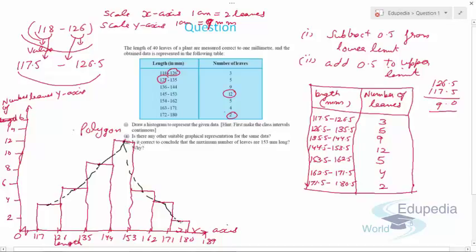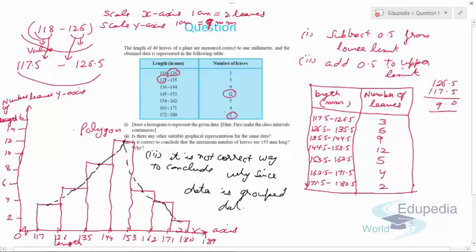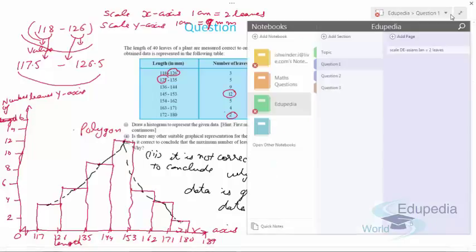Now, the third part: is it the correct way to conclude that the maximum number of leaves are for 153 millimeter length? No, it's not correct to conclude that, since the data is grouped data. So we need to write the class of maximum frequency. For grouped data, we always write the group class with the maximum frequency. So this is how you have to represent the data, and this is how you have to do these types of questions. Let's move on to question number 2.